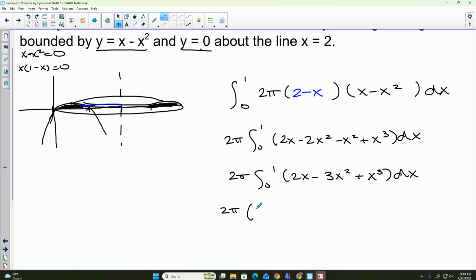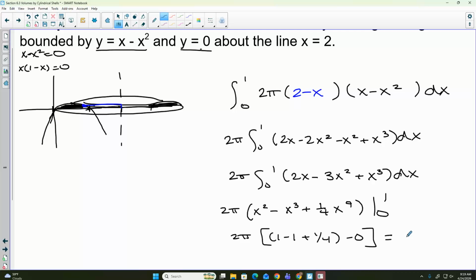antiderivative of 2x would be x squared. Antiderivative of 3x squared, x cubed. Antiderivative of x cubed would be 1/4 x to the 4th. Two pi times 1/4 is pi over 2.